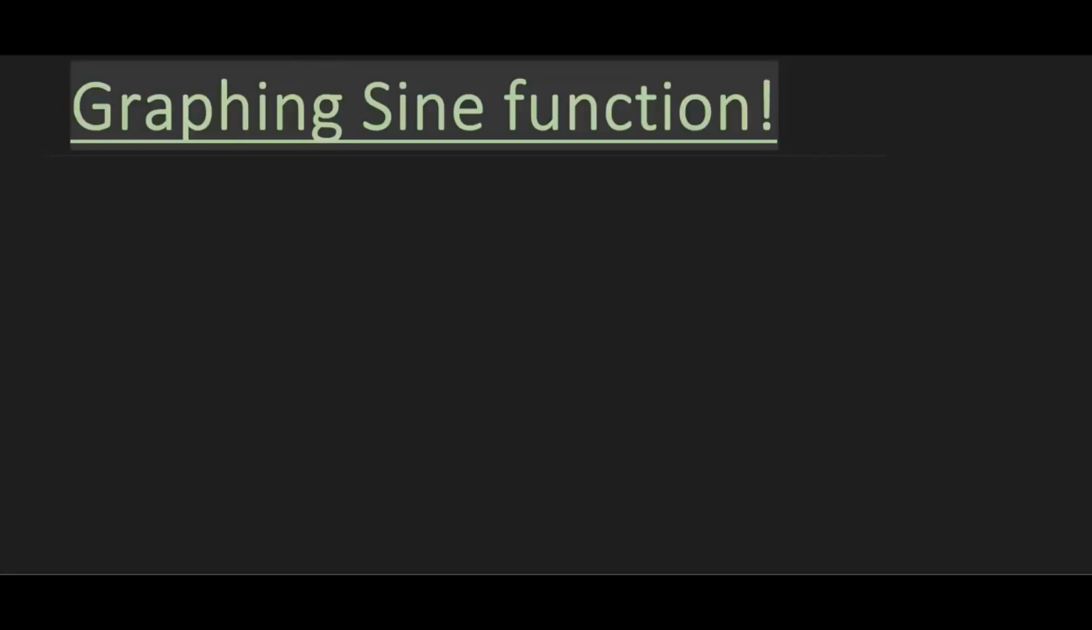Okay, so in this video, we're going to graph the sine function. The sine function is usually in this form: f of x is equal to a times sine of, say, k times x plus or minus some b. And then we can add a c to it.